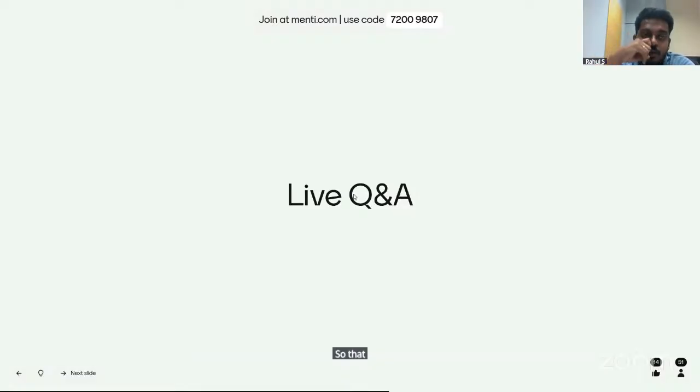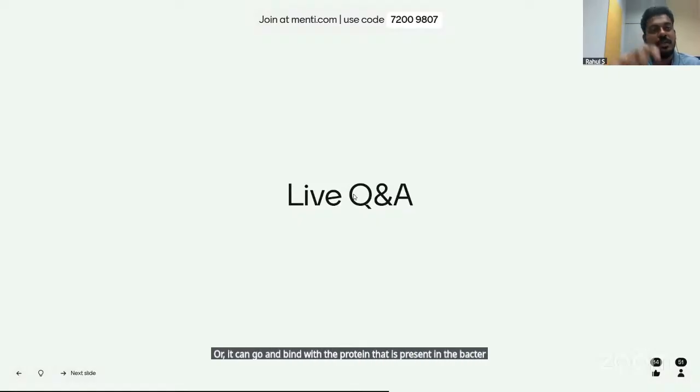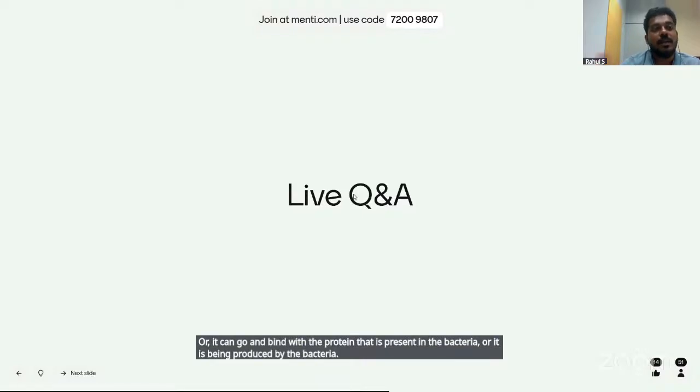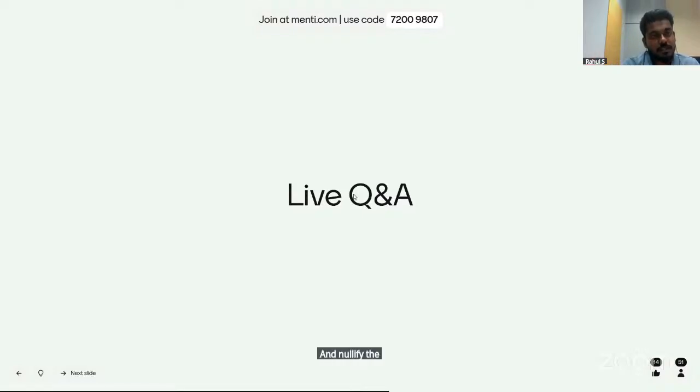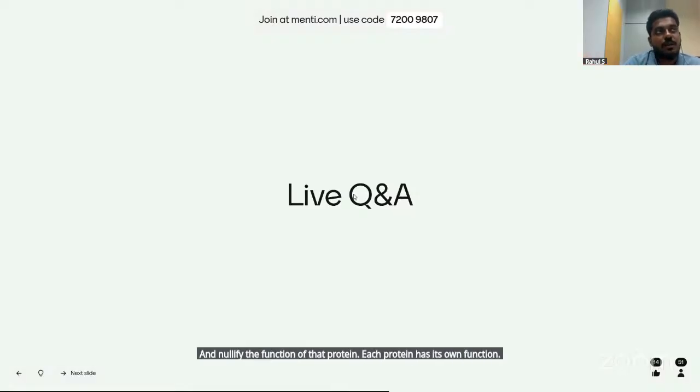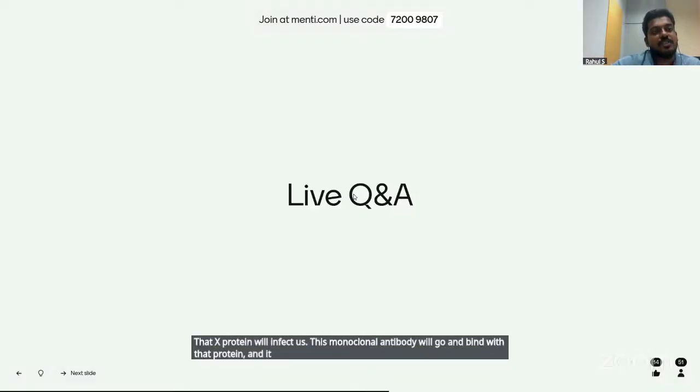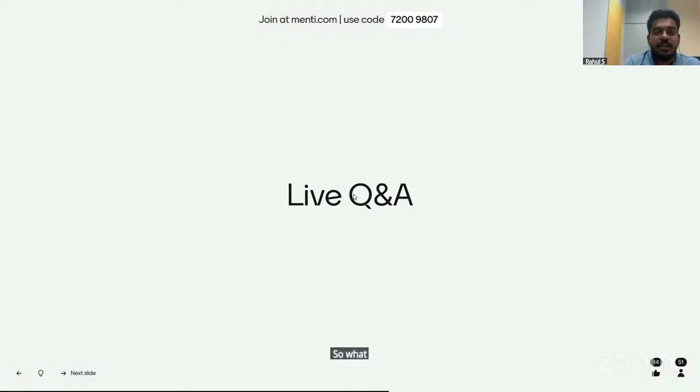So that's the idea. Either this monoclonal antibody goes and binds with the bacteria and destroys the whole system, or it can go and bind with the protein that is present in the bacteria, or being produced by the bacteria, and nullify the function of that protein. Each protein has its own function. For example, there's a bacteria A which produces a protein X. That X protein will infect us. This monoclonal antibody will go and bind with that protein and destroy it. So the infection won't happen. That's the whole idea.